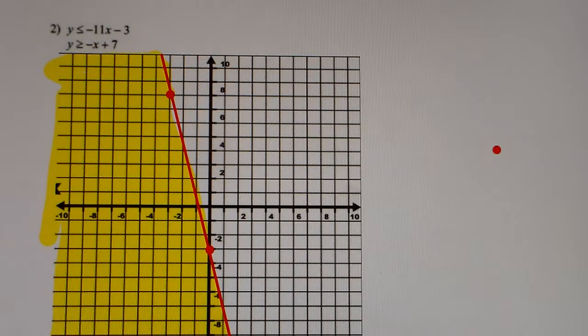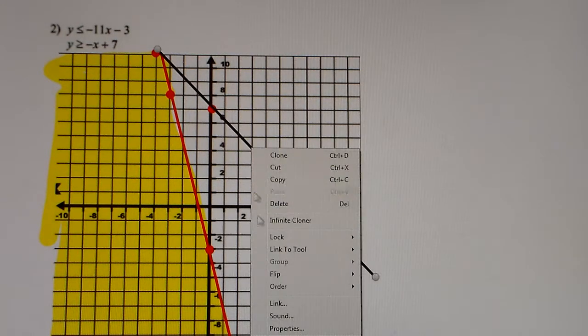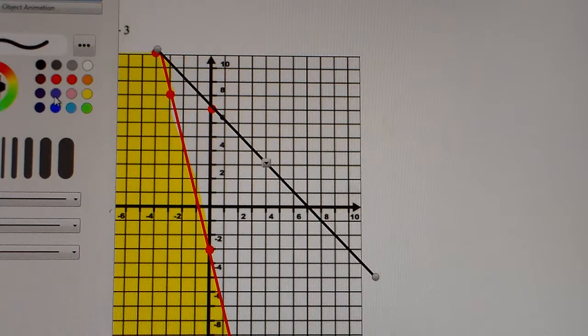Now we also have this second equation that we have to do. Our y-intercept is positive 7, so we go up to positive 7 and plot a point. Now we have a negative x, or a minus 1 slope, so our slope is going down like this, or up like that. Make our line: down 1 to the right 1. We make our slope. I'll highlight it in blue for my blue line.